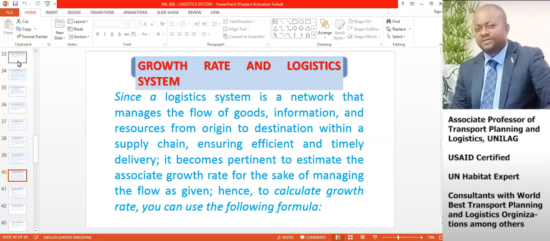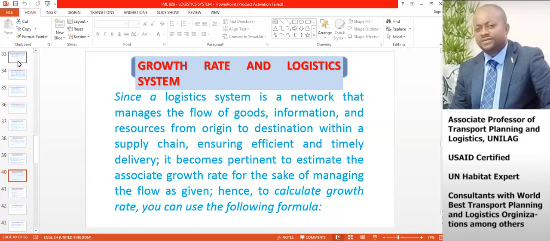The relevance of growth rate to logistics system is that a logistics system is the network that manages the flow of goods, information, and resources from origin to destination within a supply chain, ensuring efficiency and timely delivery. It is because of that management of flow that it becomes very important for us to be able to estimate the growth rates, as given in the definition of logistics system.